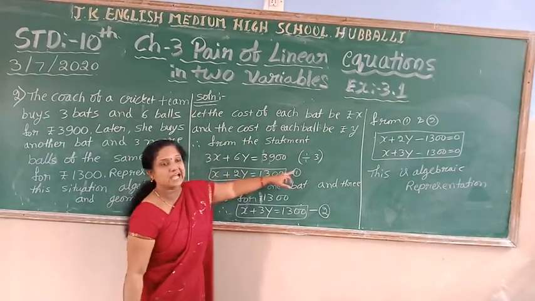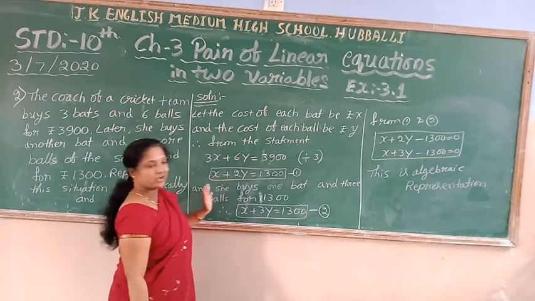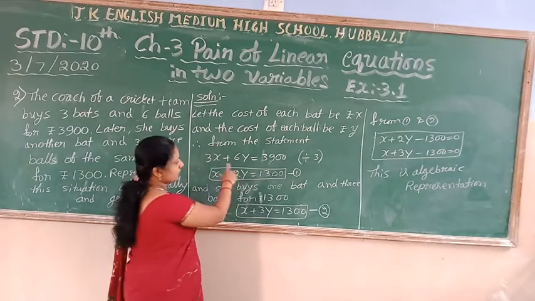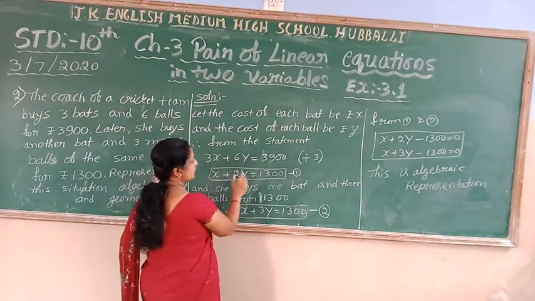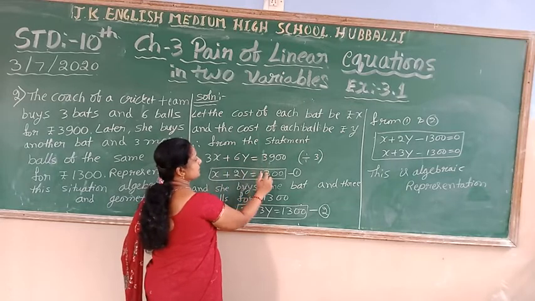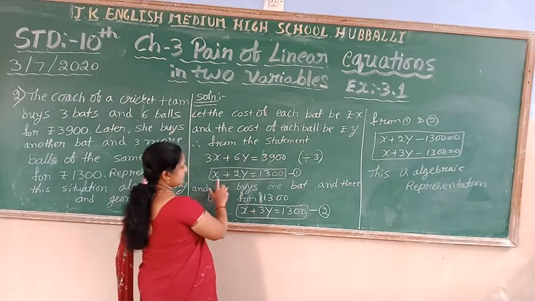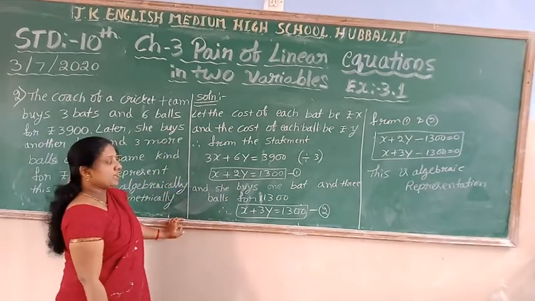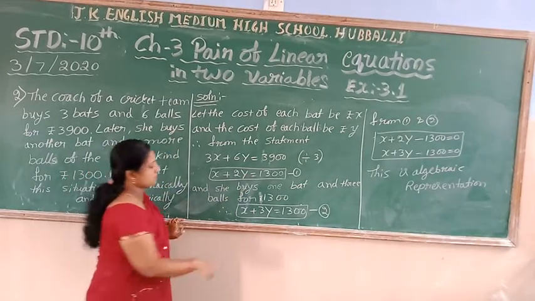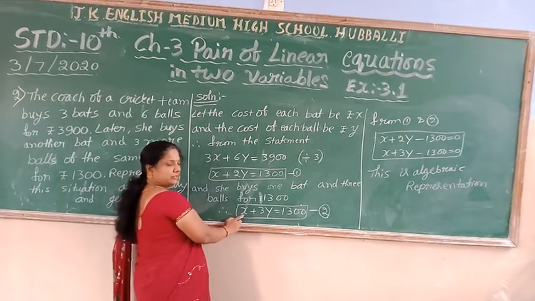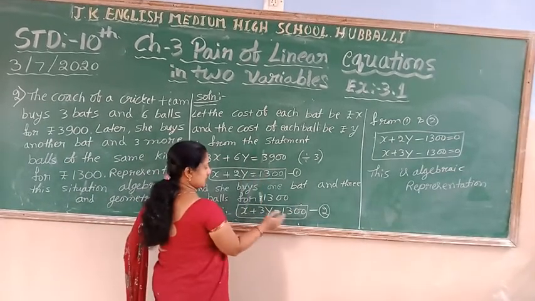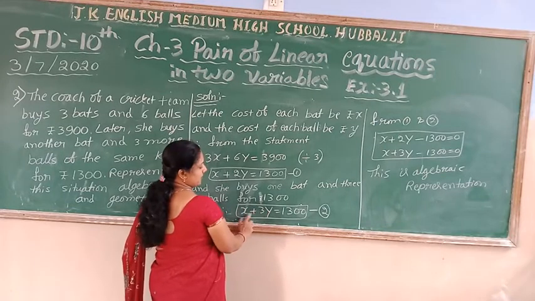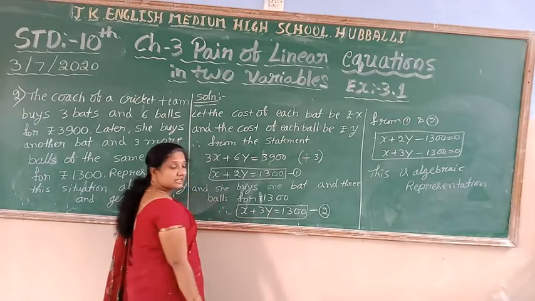All the 3 terms have a common factor 3, so I can divide and simplify. After dividing, 3 ones are 3, 3 twos are 6, 3 threes are 3,900, it gets cancelled. It becomes x plus 2y is equal to 1,300. And she buys 1 bat, which is only 1 into x, and 3 more balls of the same kind. So x plus 3y is equal to 1,300.